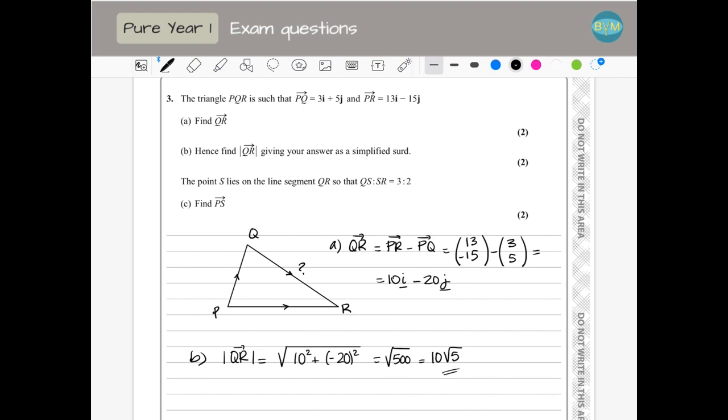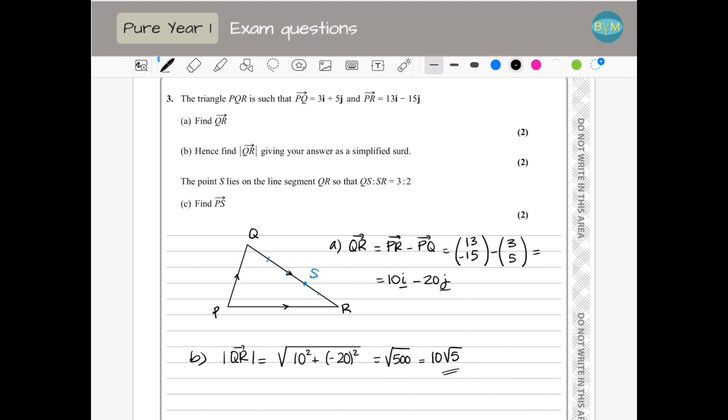Then point S lies on the line segment QR, somewhere here, so that QS to SR is 3 to 2. We can do roughly where that point is. So this is divided in 5, roughly. QS is 3, so from here, 1, 2, 3, and then SR is 2. So my point would be here, S.